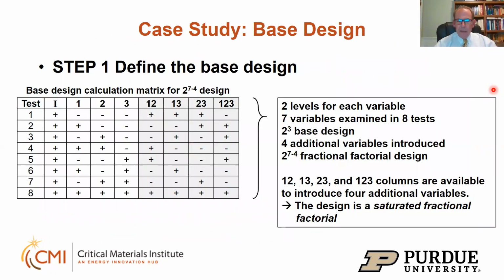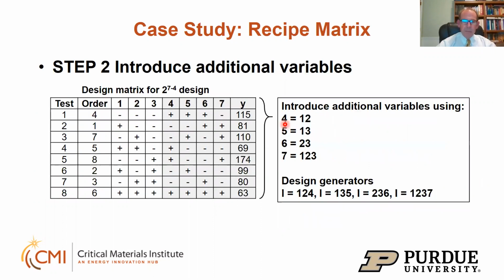And the idea is that we're going to have a 2-cubed base design. So here you can see the base design column. These are the 8 unique columns, 8 tests. We're introducing 4 additional variables. So that means we have to use all of these interaction columns. So this is what we term a saturated fractional factorial. Can't study more than 7 variables in 8 tests.